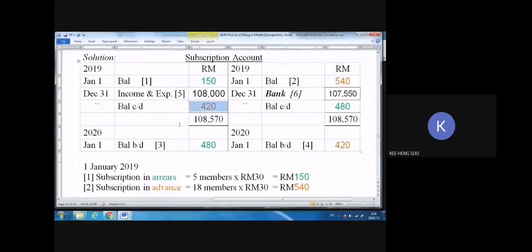And another student asked me, how come carry down is on the debit side? How am I going to answer? When your balance brought down is here, carry down must be here, am I right? It cannot be the same. So when I say credit balance, refer to the last balance and this opening balance. Okay, in advance is on the credit balance. So this is the subscription account you want.